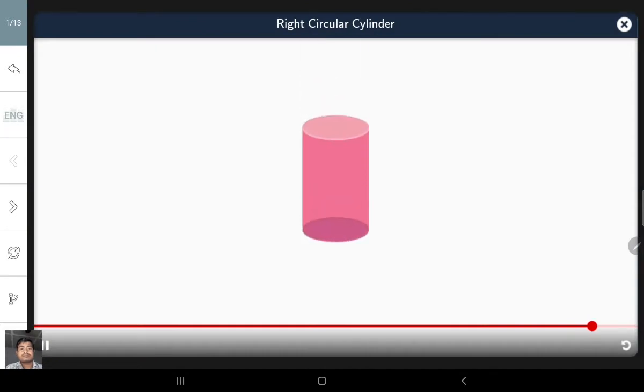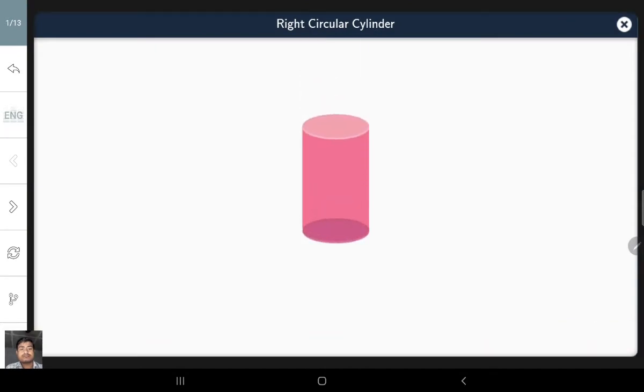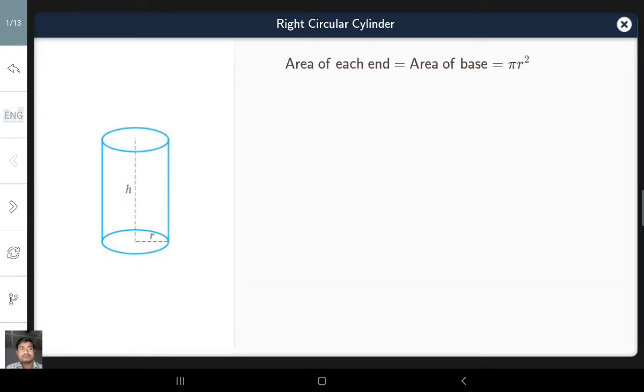A three-dimensional figure made of 2 parallel flat circular bases that are attached by a curved surface is known as a cylinder. For a cylinder of radius r and height h, the area of the base is equal to the area of a circle of radius r, which is pi r square. The curved surface area of the cylinder is equal to the perimeter of the base into the height of the cylinder, which is 2 pi rh.